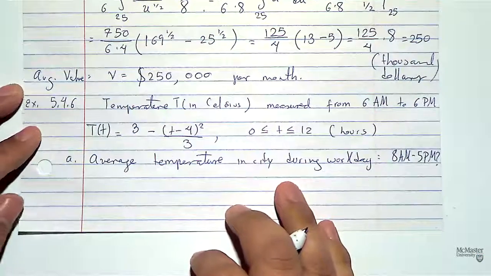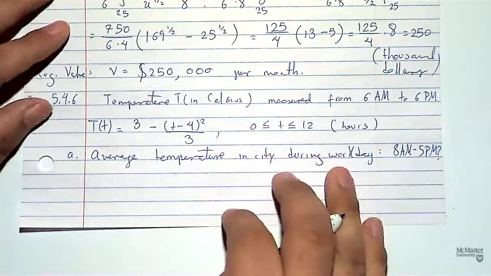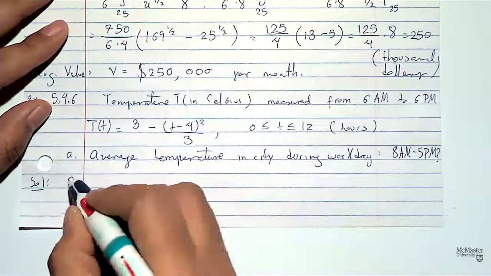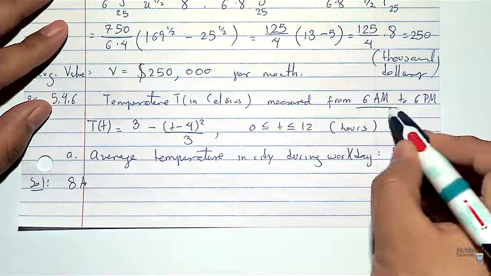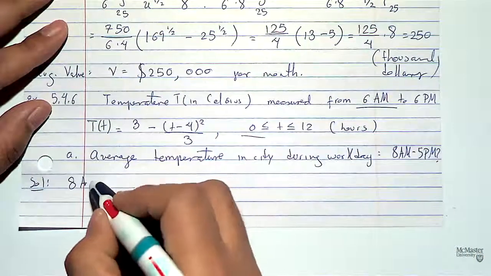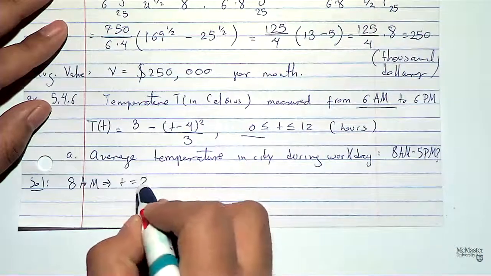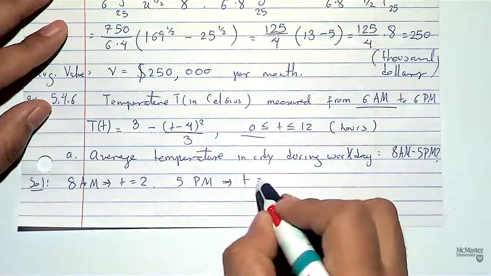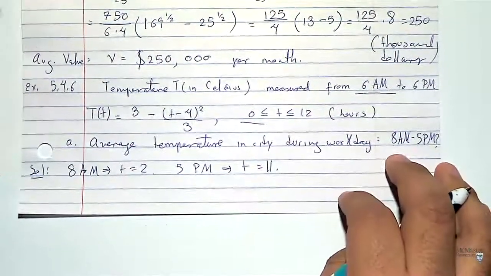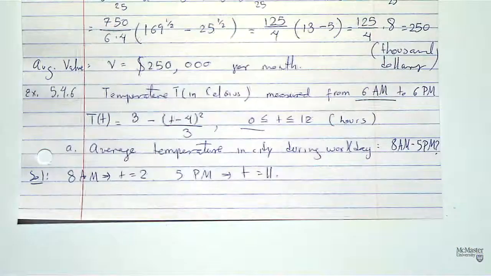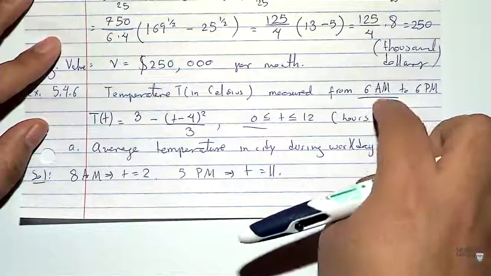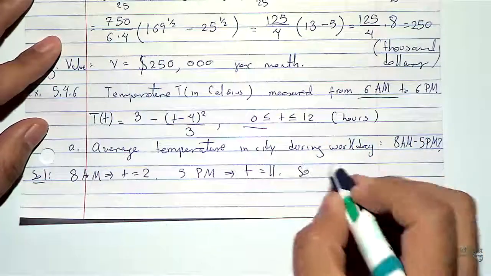And the problem is, again, in terms of this average value way of thinking. So 8 a.m., if you think that 6 a.m. was the reference, which was the 0, is basically t equal to 2. 5 p.m. is t equal to 11. So you have transformed from the clock time to the units that you have chosen with the reference of 6 a.m. as a 0, and you only have to compute.